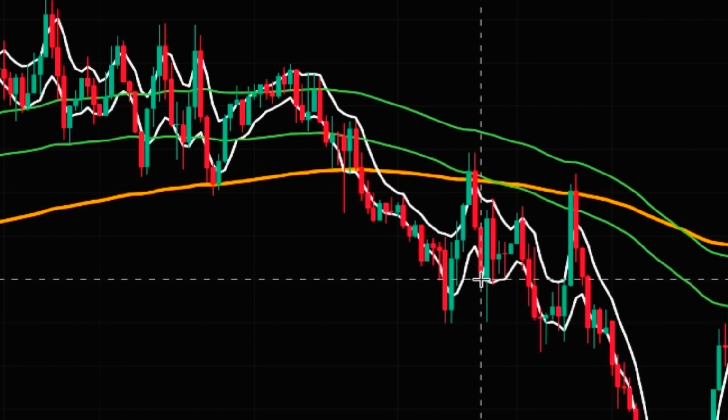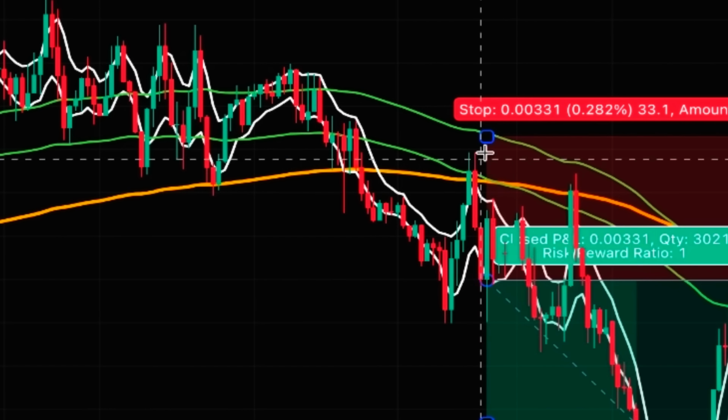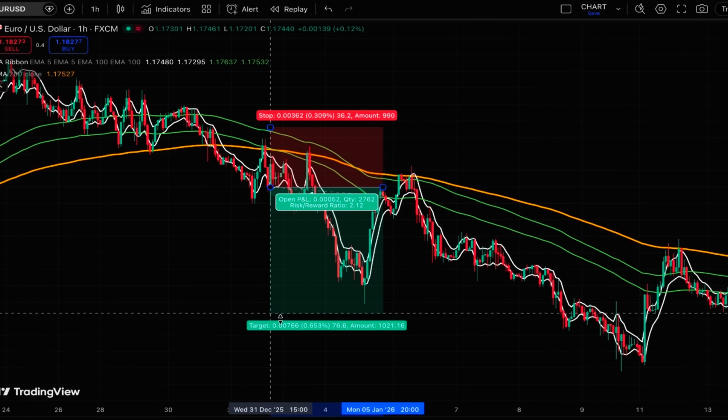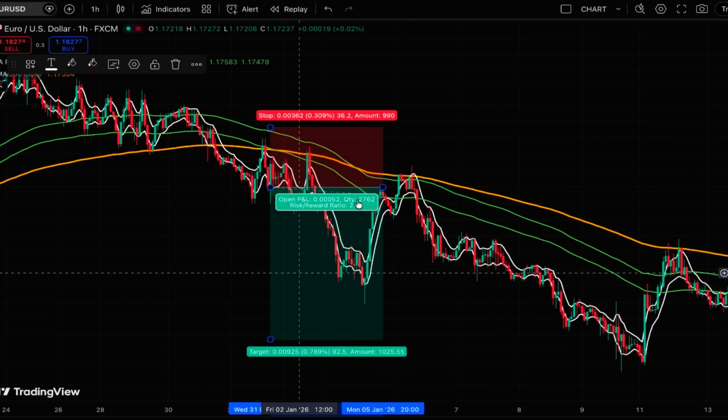So the sell signal here is confirmed, and we could enter a short position at this point with the stop loss above the green channel and profit target at risk to reward ratio of 2. And this is also a profitable trade.